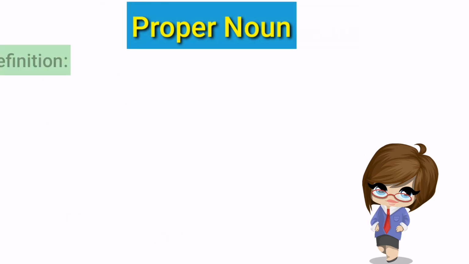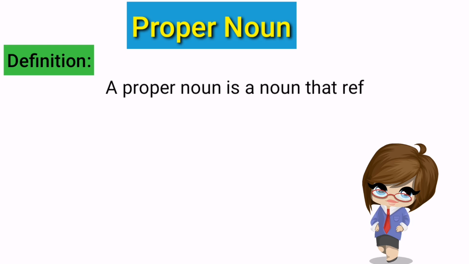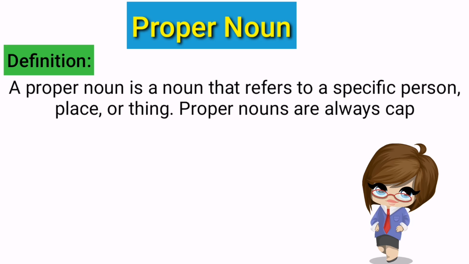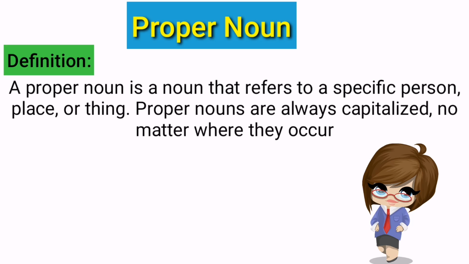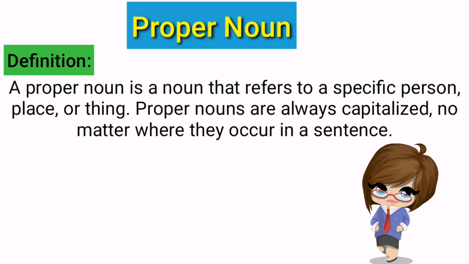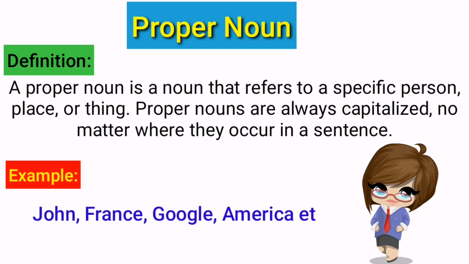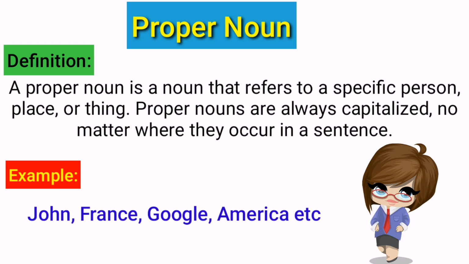Proper noun. A proper noun is a noun that refers to a specific person, place, or thing. Proper nouns are always capitalized, no matter where they occur in a sentence. For example, John, France, Google, America, etc. They are considered proper nouns because they are specific names that refer to unique, individual entities.